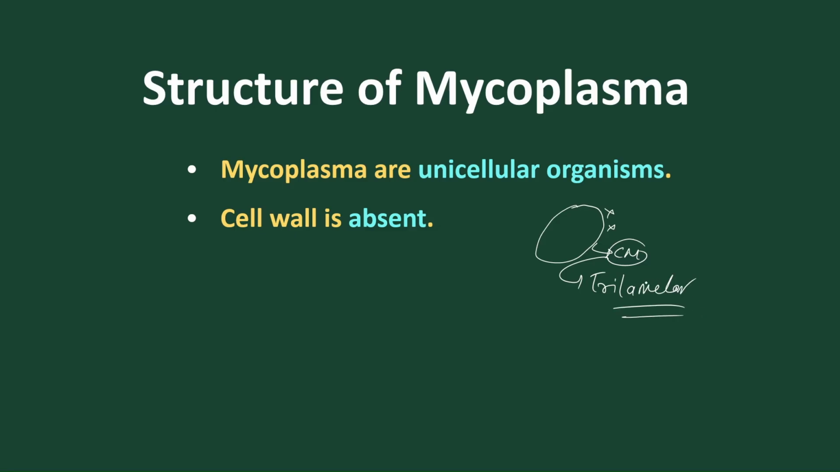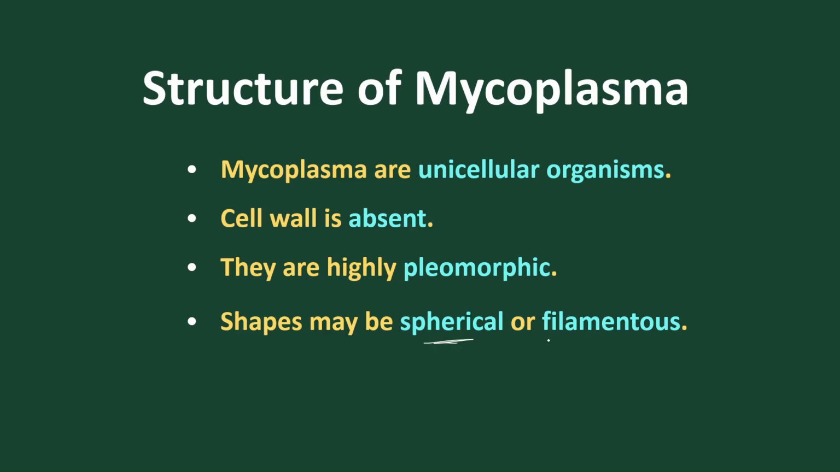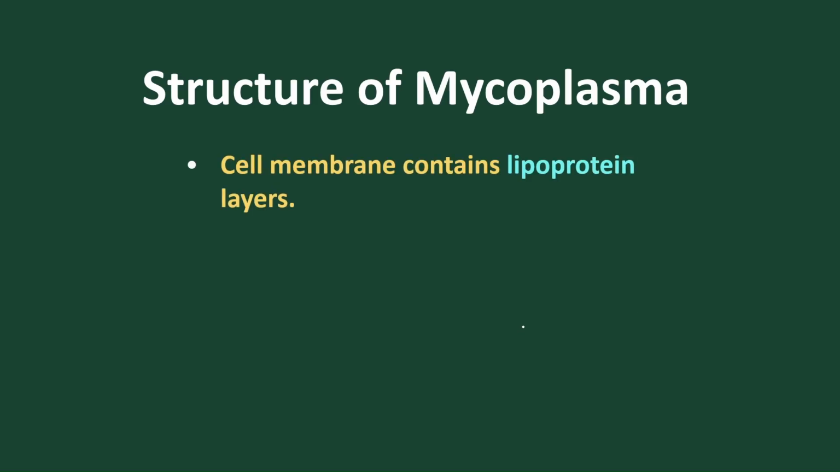Our cell membrane is bilamellar, but the Mycoplasma cell membrane is trilamellar, meaning a triple layer is present, so it is called a trilamellar cell membrane. They are highly pleomorphic, meaning they can change their shape. They go on changing their shape. Shapes are spherical or filamentous. They can change their shape simultaneously. The cell membrane is made up of lipoprotein layers, but it is trilamellar, three-layered.